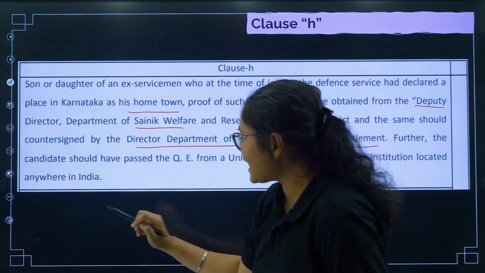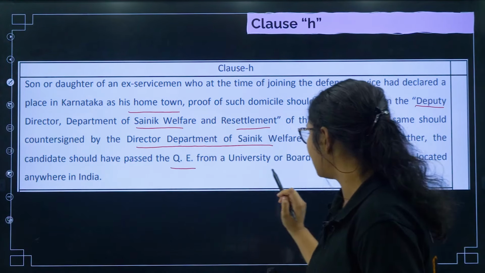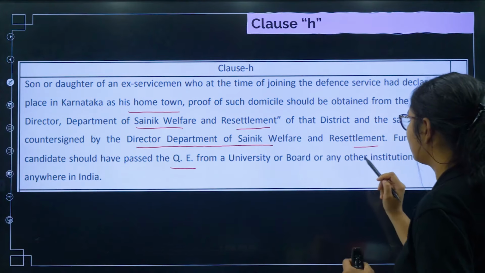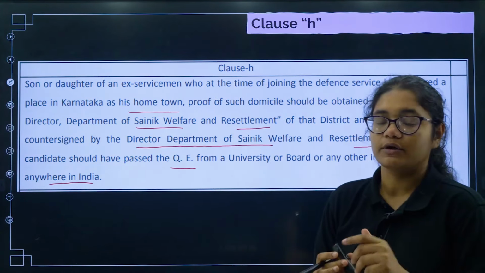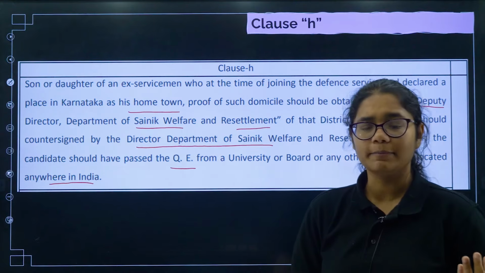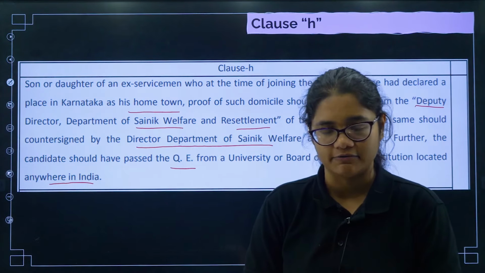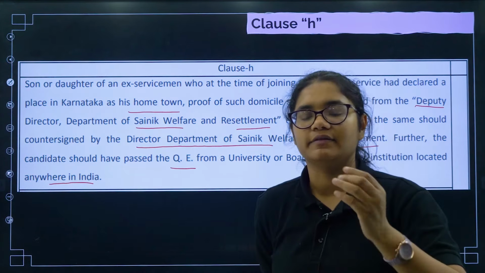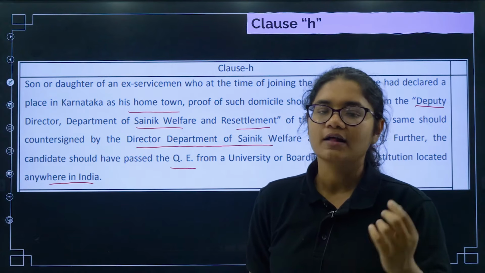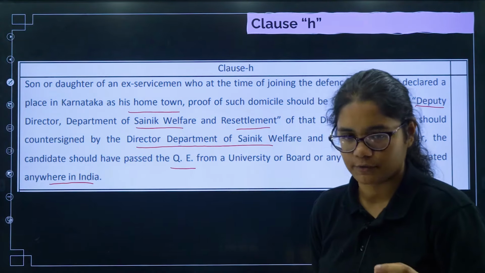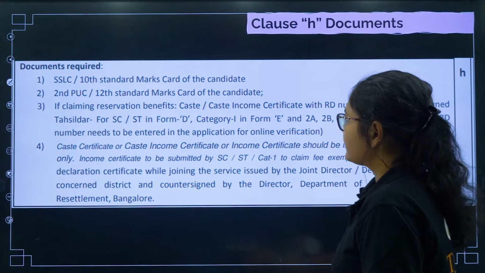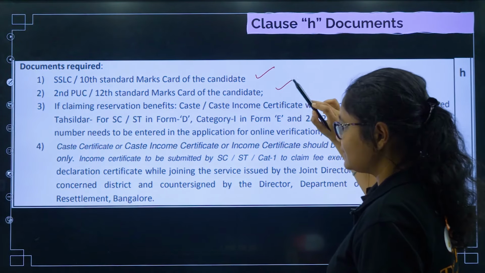Further, the candidate who has passed the qualifying examination from a university, board or any other institution located anywhere in India. Okay, so if your parent is an ex-serviceman in the defense, but they have claimed that they have a hometown in Karnataka, then also you are eligible and you come under clause H. Okay, so here you have to give 10th certificate, 12th certificate.